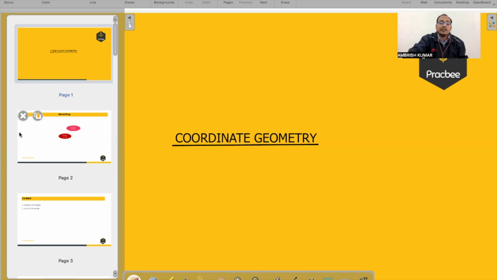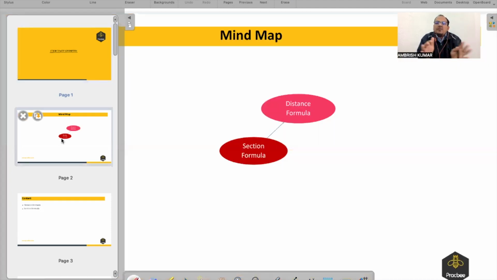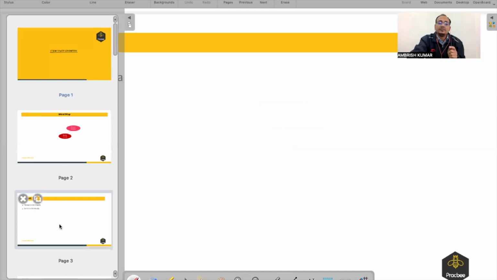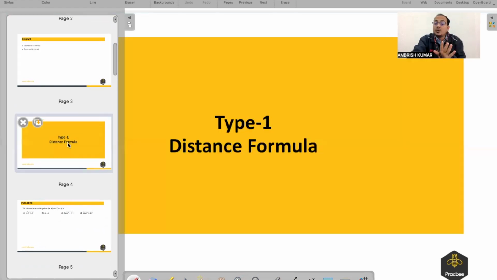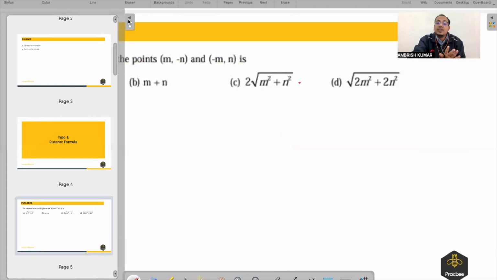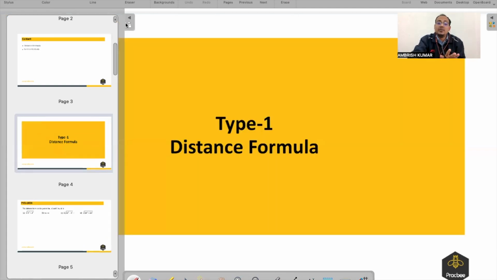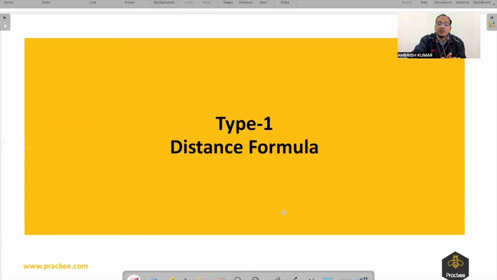So this is the mind map. Mind map means we are just going to discuss what are the things that we have in this topic. We have only two major things: distance formula and section formula. Now, we are going to take up the questions on distance formula. So, what is the distance formula? What is the formula that we have to use here?